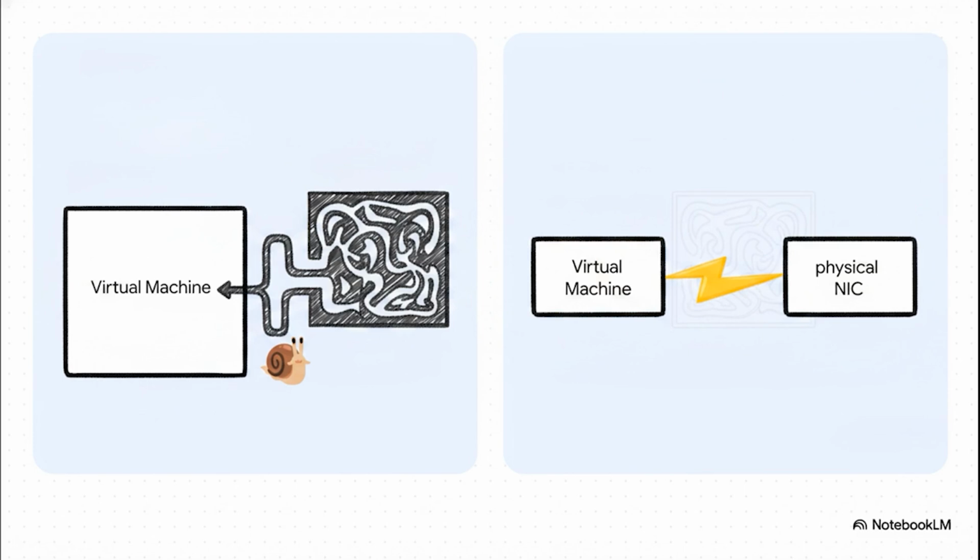By using SR-IOV NIC pass-through, we're giving a virtual machine, in our case the controller VM, direct access to a dedicated physical NIC port. We are intentionally ripping the hypervisor right out of the data path to drastically improve storage performance. And that leads us perfectly into the specific hardware stack you need to make this all happen.